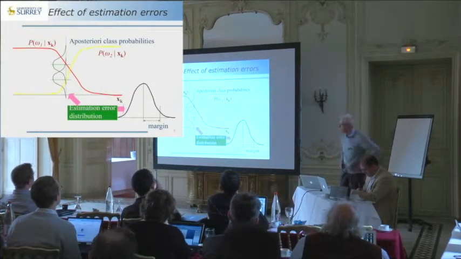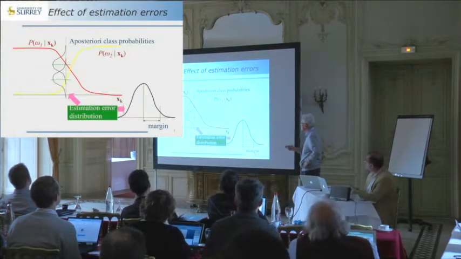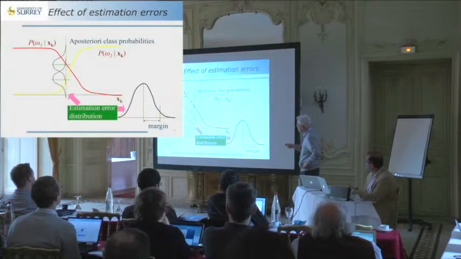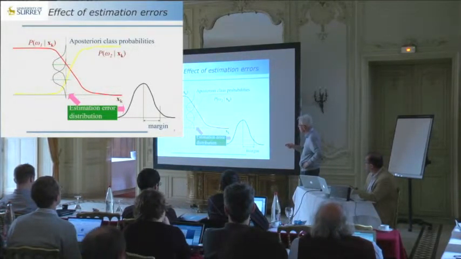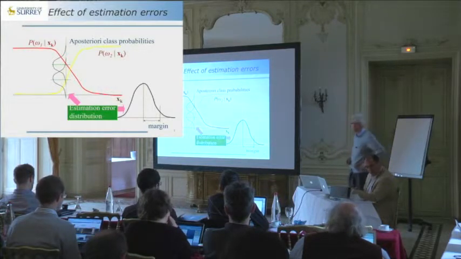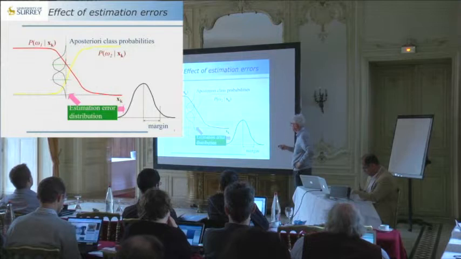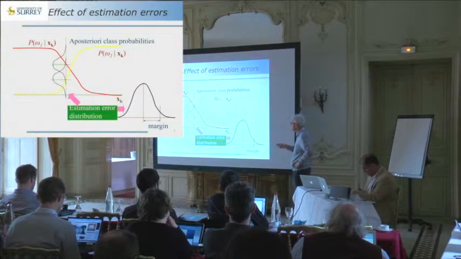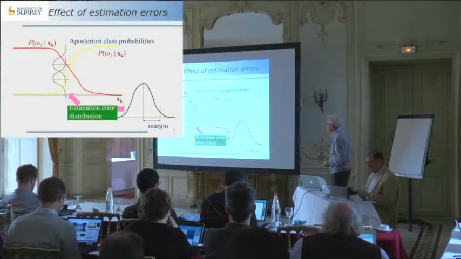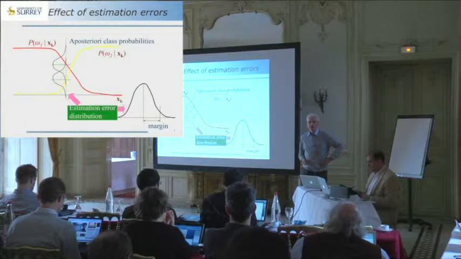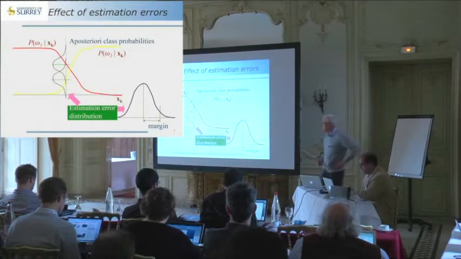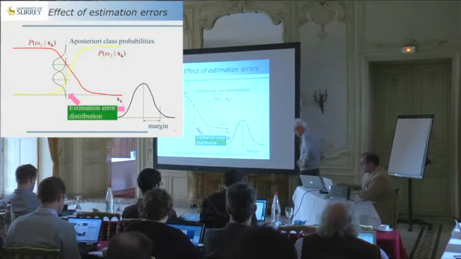In practice, we have a problem that when we try to compute these functions, they will be subject to estimation errors, and this is what is illustrated by these functions. Nominally, this is what I'm trying to compute, the underlying true a posteriori class probability, but in practice I will get a value drawn from this distribution, which hopefully will be centered on the value that I want, or not necessarily, but it will give me some measurement of the a posteriori probability which will deviate from the true value that I'm after.